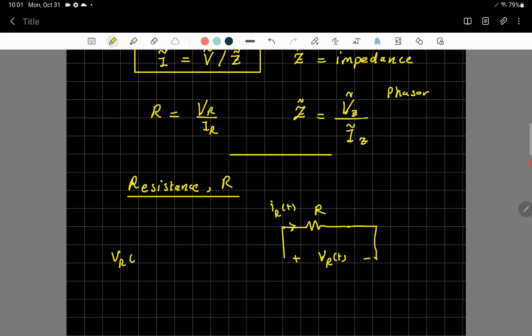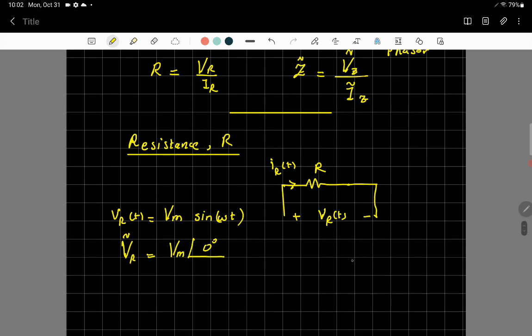Assume that the voltage across the resistance is sinusoidal, so Vm sine omega t. If you want to express it as a phasor, as we explained last time, you write capital VR, the maximum value, and the angle is equal to 0. Why? Because you have sine omega t by itself, so it will be an angle 0. And if you represent it as a phasor, you will make a vector on the x-axis with the length of Vm, and that would be the representation of the voltage phasor.